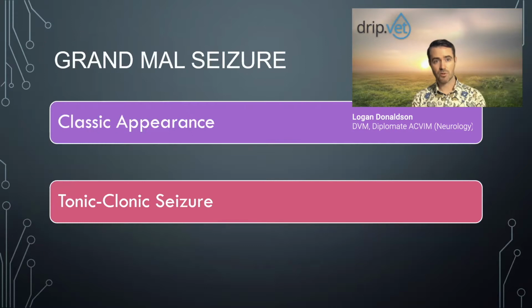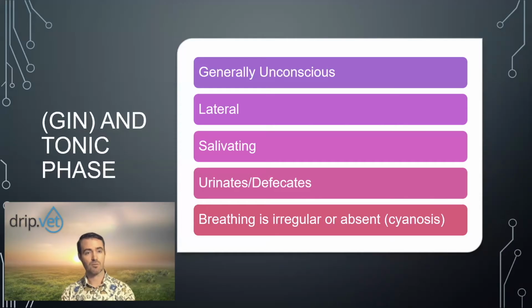The most common seizure we will see is a grand mal seizure. This is kind of our classic appearance of a seizure. It's also known as a tonic-clonic seizure. And the tonic-clonic seizure aspect of it refers to the two main components of the seizure. First, the tonic phase. And these patients are typically unconscious.